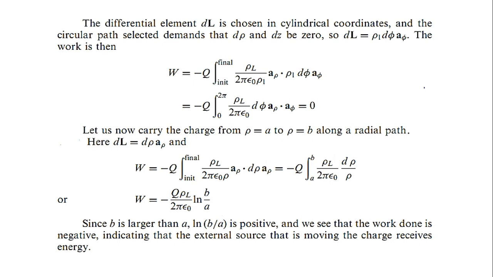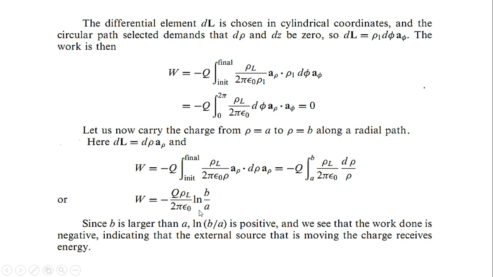Why is this work done actually negative? Because the field is performing the work done. It means that the work done by an external source will be negative because the external source receives the energy. Since B is larger than A, the natural log of B divided by A is positive. This term will be positive and we see that the work done is negative.